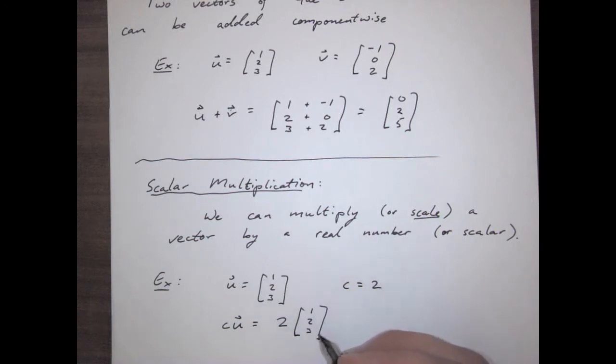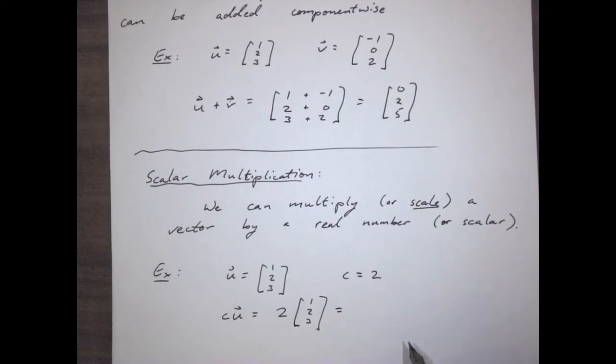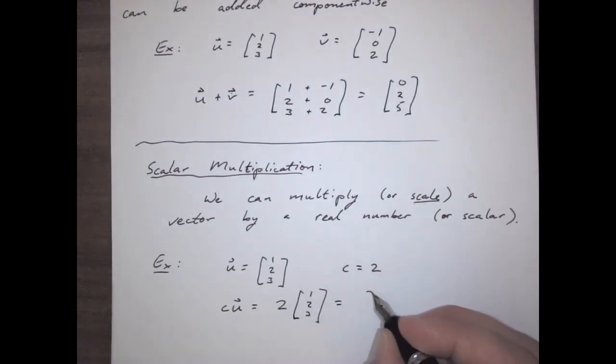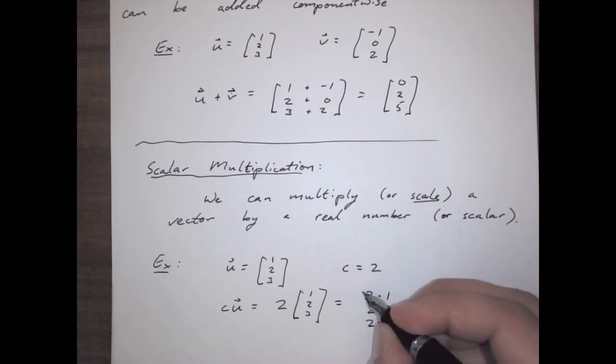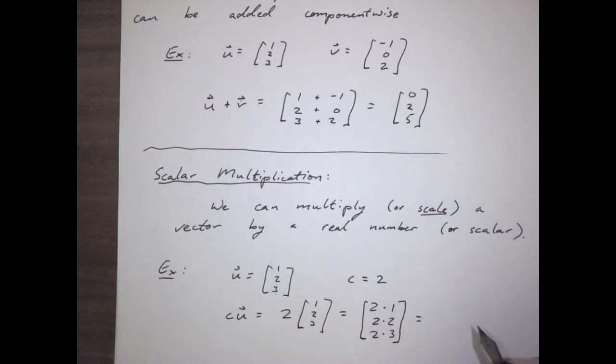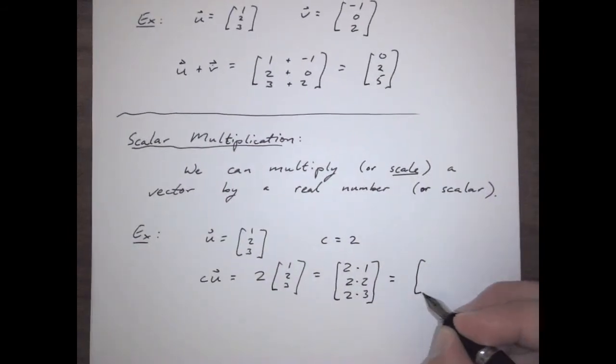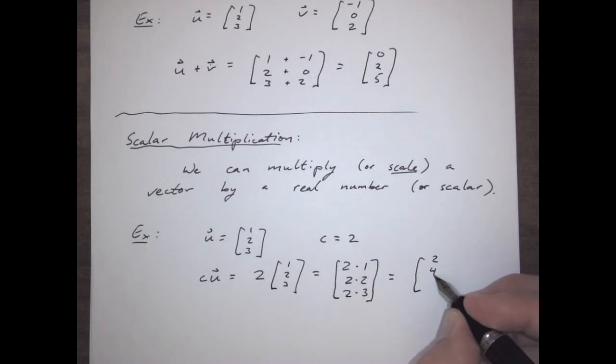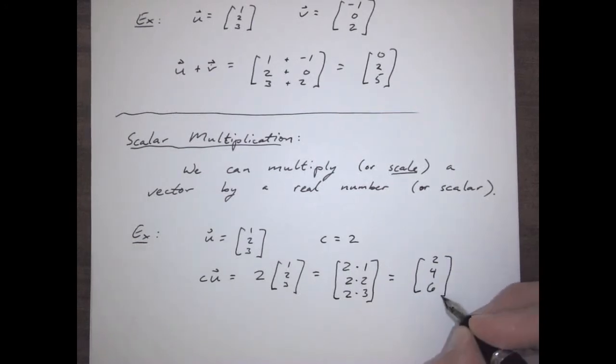And what we just do is multiply each of the entries of the vector by that scalar. 2 times 1, 2 times 2, 2 times 3. So it just kind of distributes its way in. And that gives us, of course, 2, 4, and 6. So it has just been scaled up by a factor of 2. That's why we call it scalar multiplication.